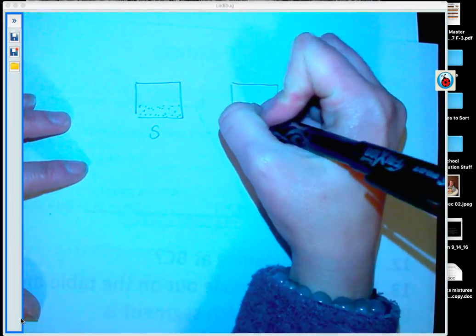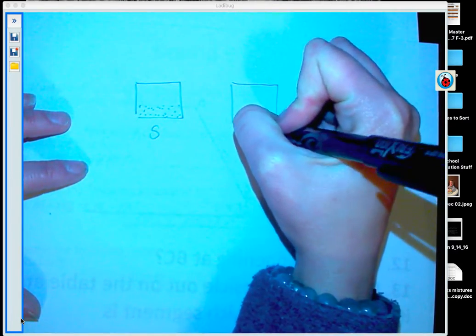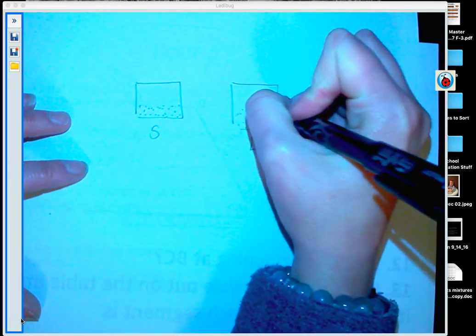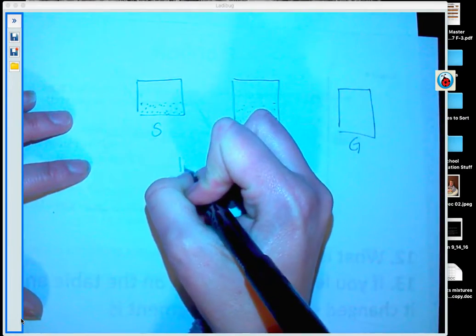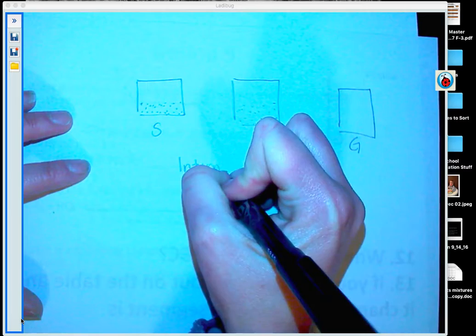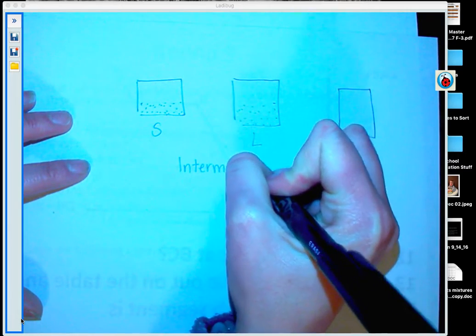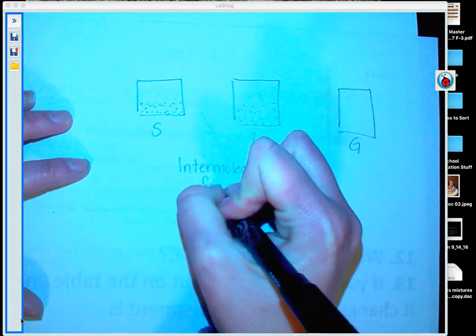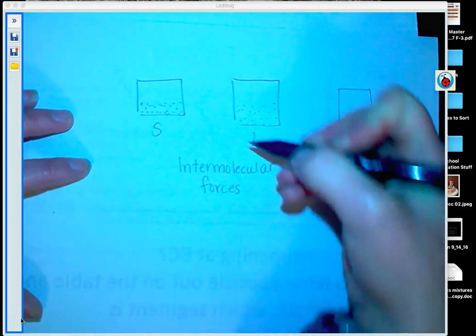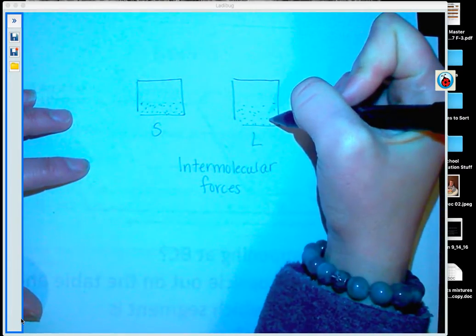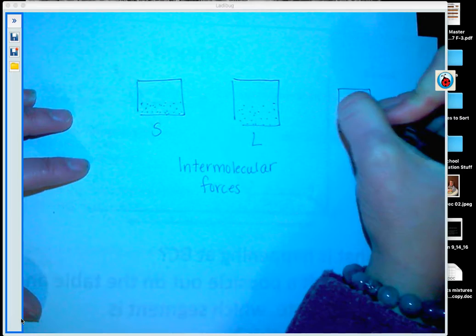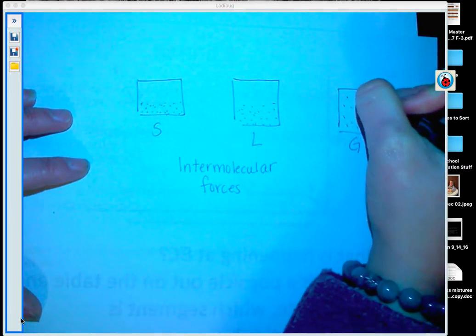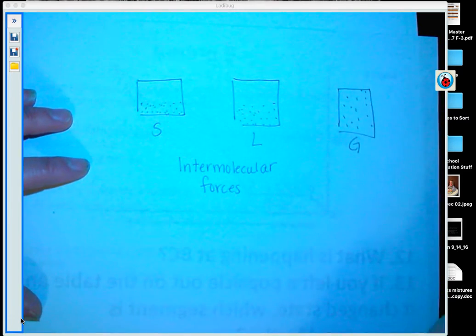In a liquid, they generally sink to the bottom. They're not as tightly packed. So what's happening to the intermolecular forces? What's happening to the forces in between these molecules? That's what they want to know. And then in gas, they're all sorts of spread out.